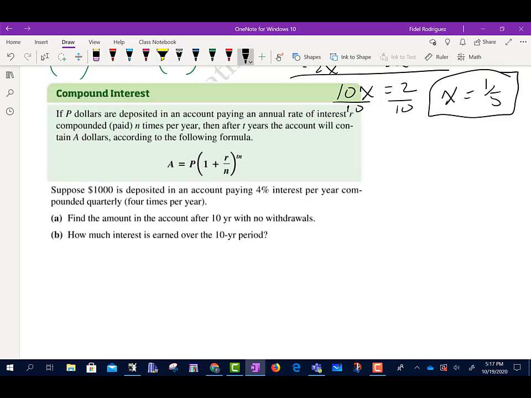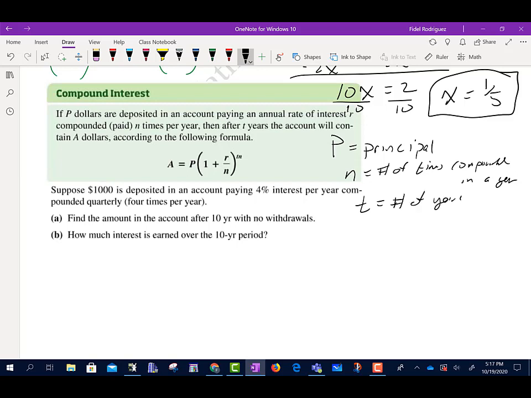All right, so let's just make sure we understand what each of these variables stand for. P is the principal. That's the amount of money that we're investing, okay? We're putting in the bank. N, the number of times compounded in a year. T is the number of years. And R is our interest rate. Okay? So let's take a look and see if we can figure this problem out.